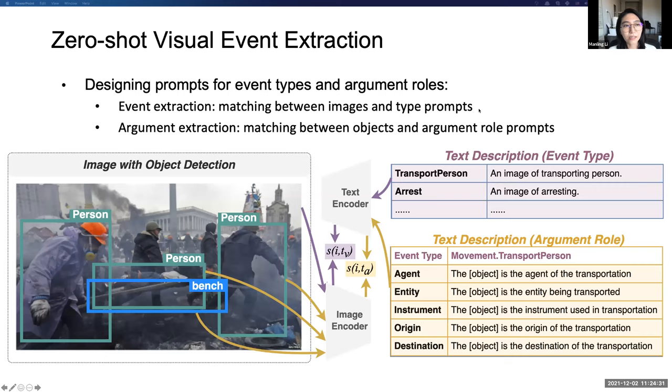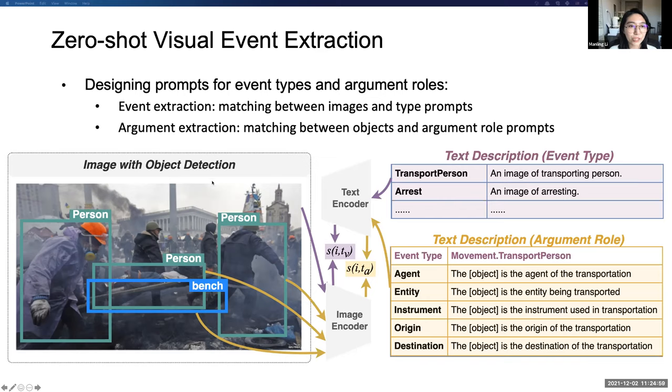And next, I will introduce how we can use this pre-trained model to do tasks like zero-shot event extraction. Because our pre-training is based on the matching between the text set and image set, the extraction task is also simplified to the matching between the event type descriptions and the argument role descriptions.